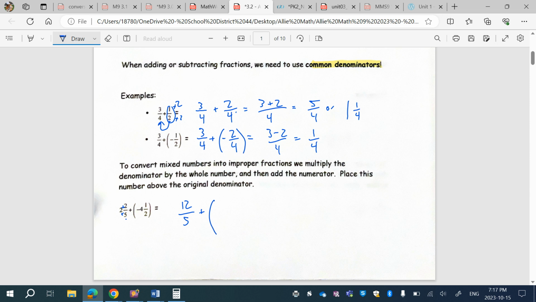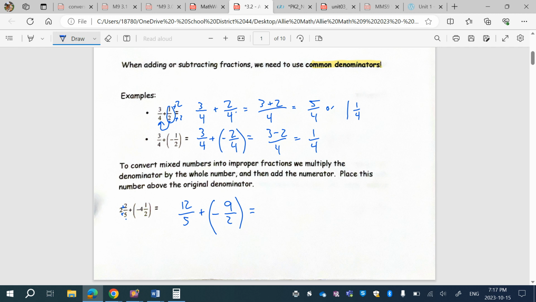And let's convert our next one. We have 2 times 4. This is a negative. 2 times 4 is 8, plus 1 is 9, and it's over our original denominator. But now, in order to add these, we're going to need the same number on the bottom.